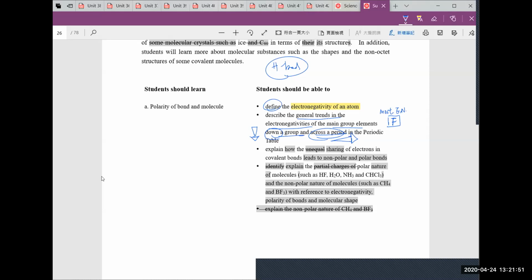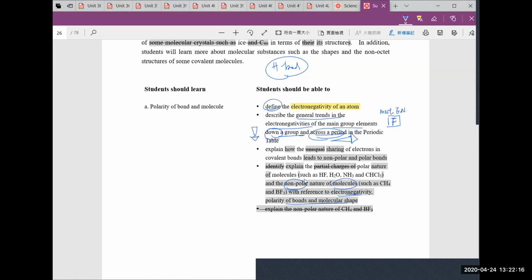Now, for the remaining, you talk about the molecules, whether they are polar or nonpolar, by checking what? By checking the bond polarity as well as the shape. Okay? So this is what you may know. And you may see something that has been crossed out. So what is that?